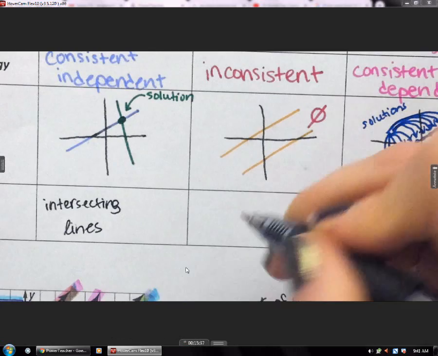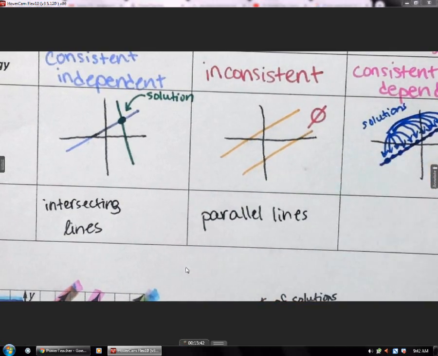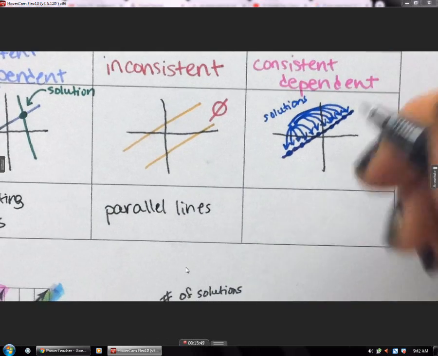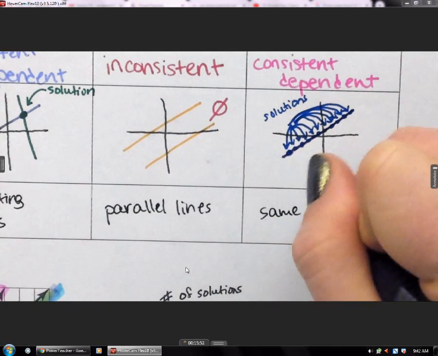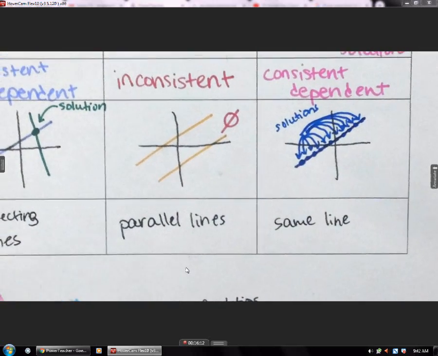Inconsistent means they will always be parallel lines, or lines that never intersect. This type, though, is the same line. Okay, so the first part of your homework is tell me if it's inconsistent or consistent, independent, consistent, dependent, or inconsistent. Think you can handle that? Looking at a picture just like that.